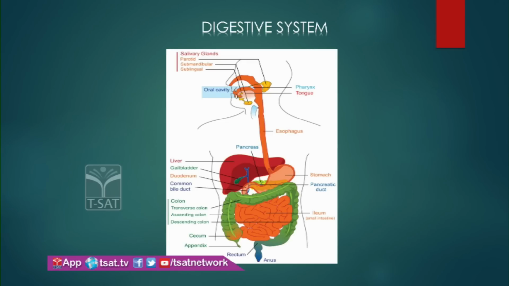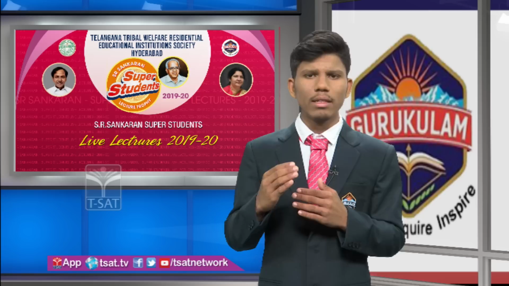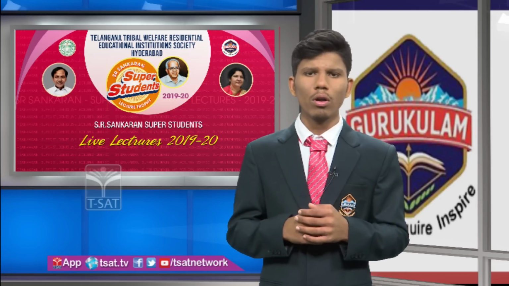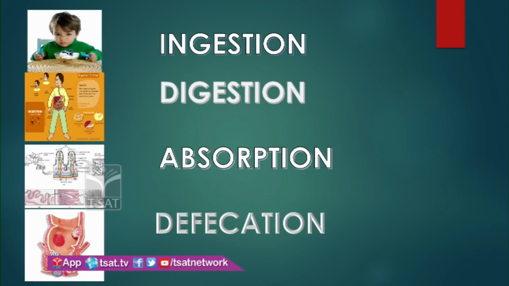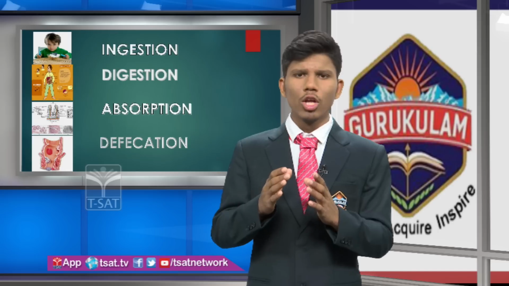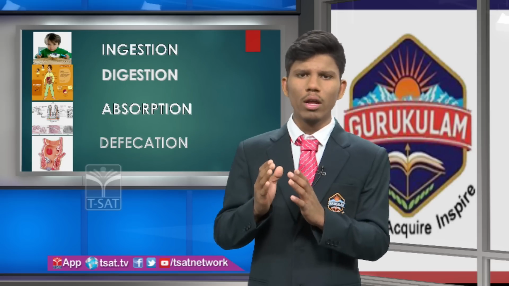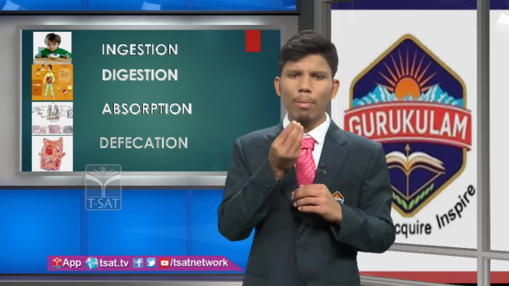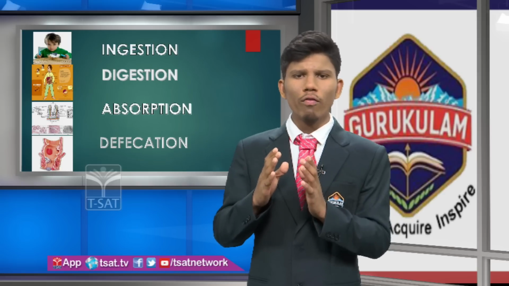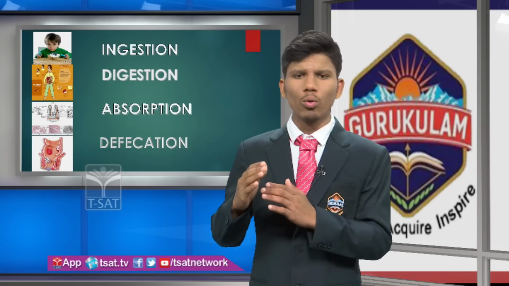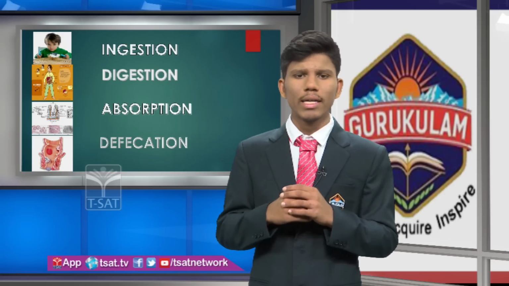So friends, before going to the process of digestion, let us observe the four terms which are included in the digestive process. Those are ingestion, digestion, absorption and defecation. Ingestion means the process of taking food inside the body with the help of the mouth. The breaking down of complex food substances into simple substances is called digestion.